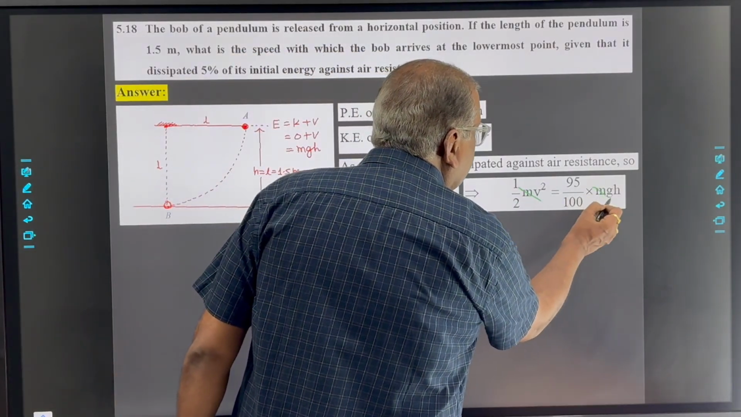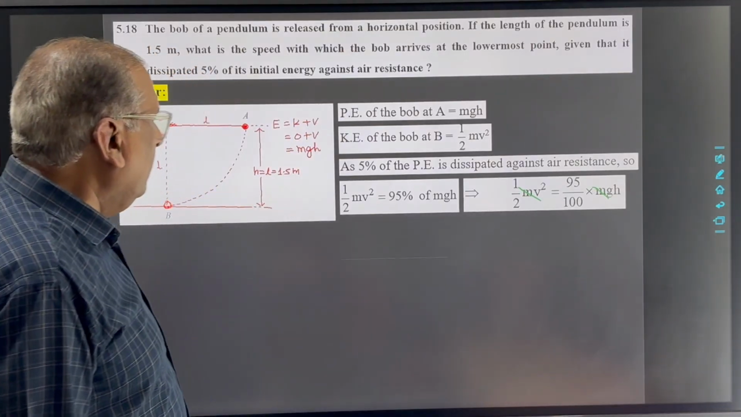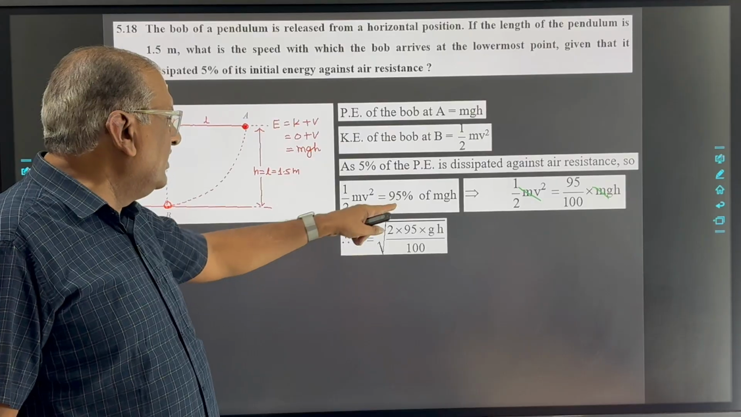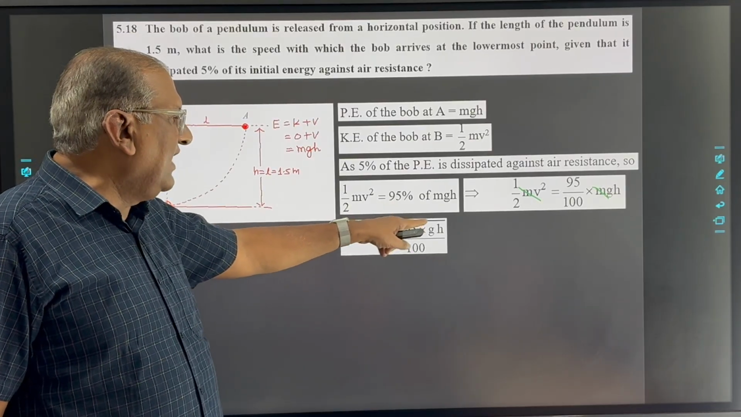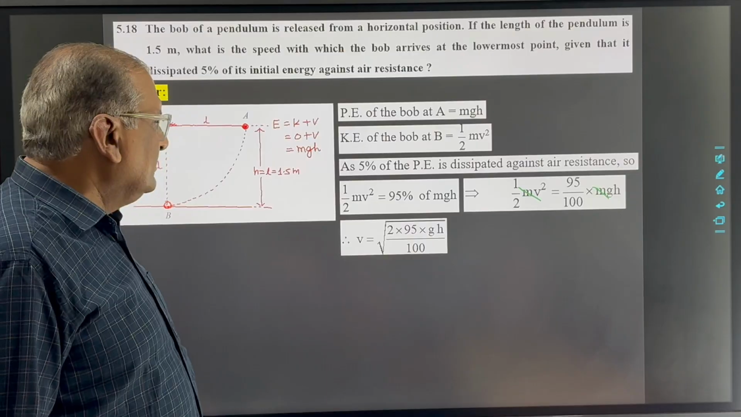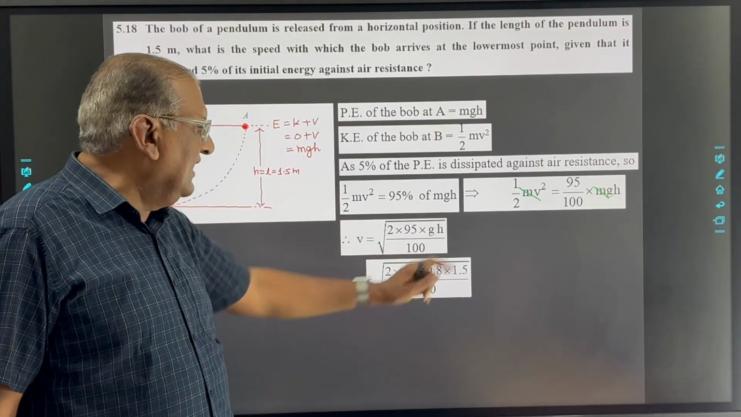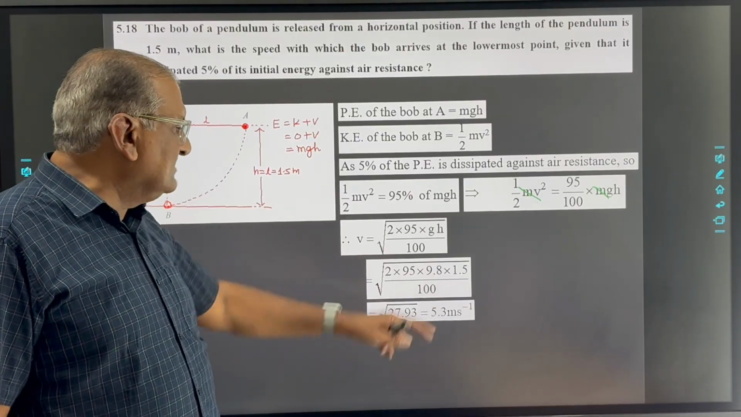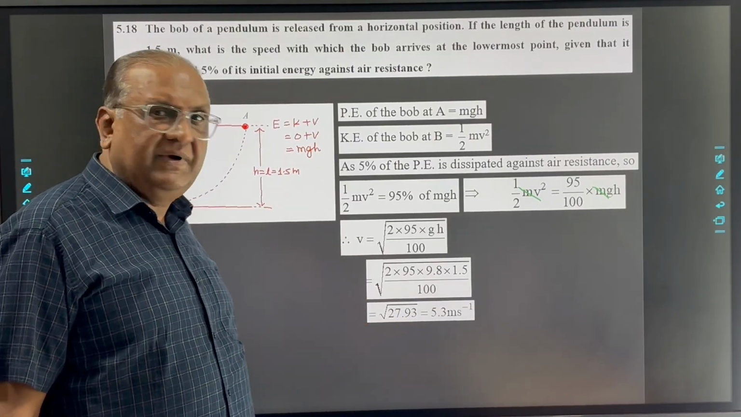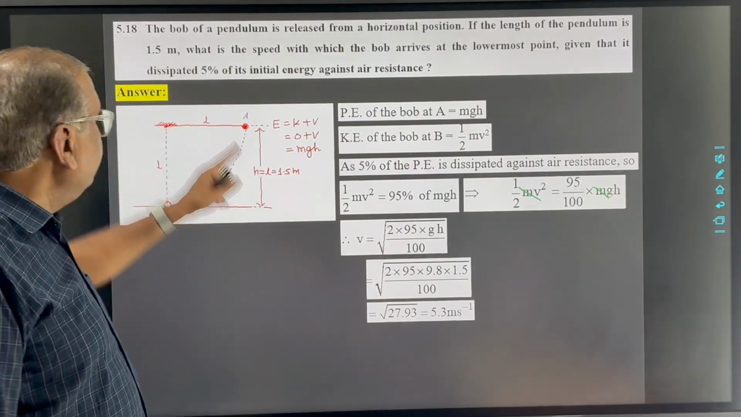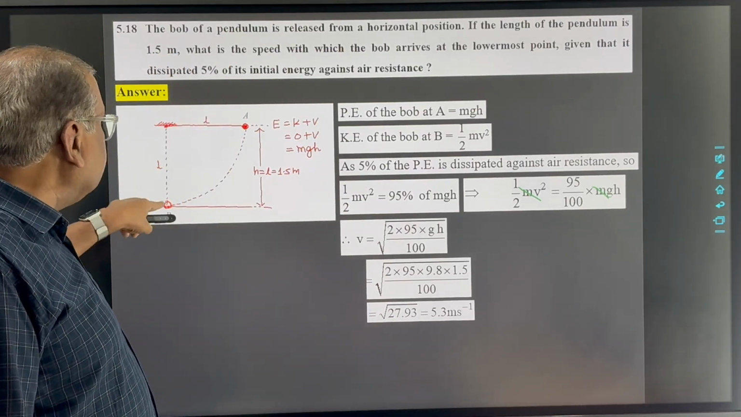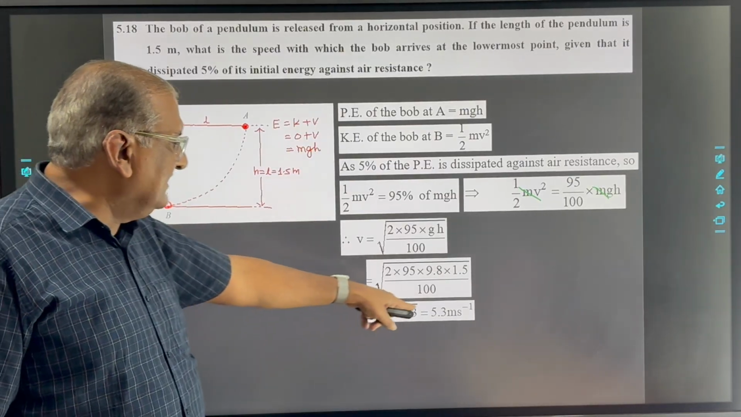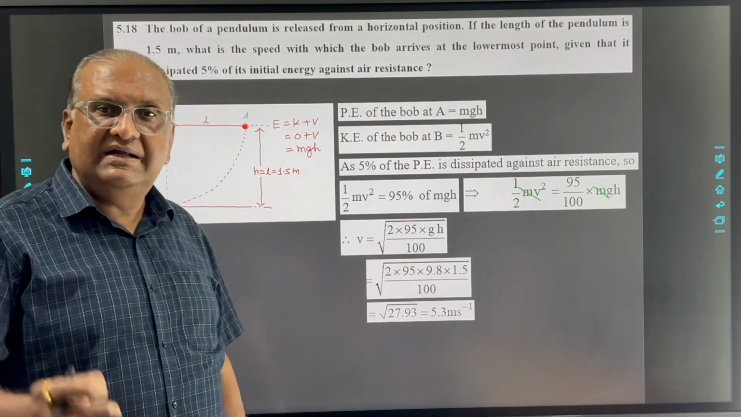Now m will be cancelled. If we make v the subject of the equation, then v is equal to under root 2 into 95 into gh upon 100. Substitute the value of g and h, and after solving it, you will get v equal to 5.3 meter per second. It implies that when your pendulum reaches the lowermost point, its velocity is 5.3 meter per second.